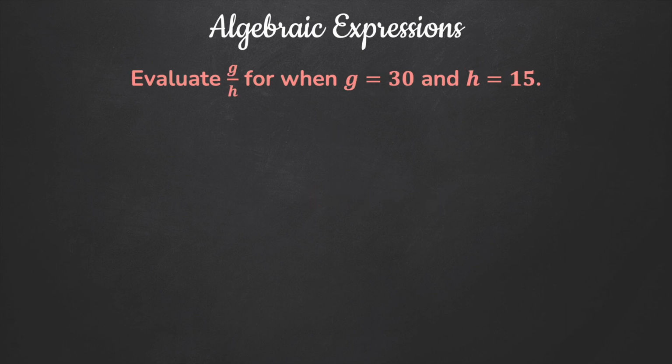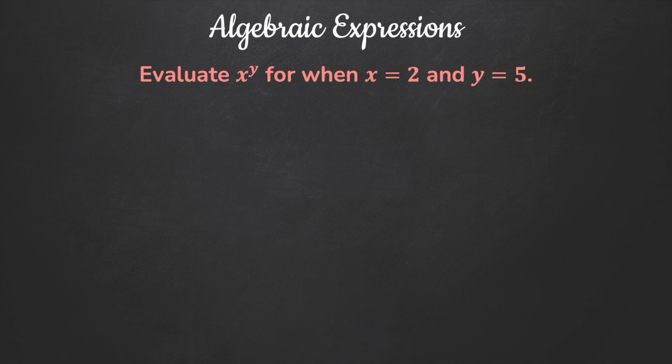Here we have evaluate g over h for when g is equal to 30 and h is equal to 15. Now, this is a division problem, so we're going to substitute g for 30 and h we're going to substitute with 15. And 30 divided by 15 is equal to 2.